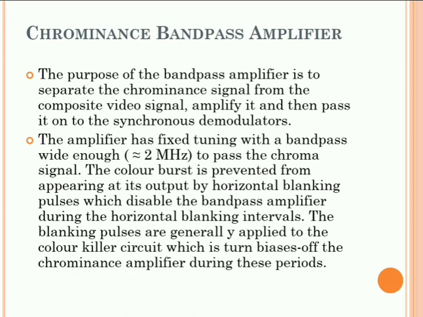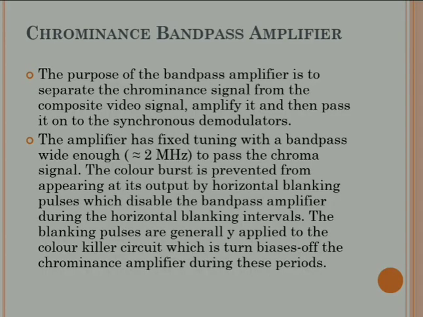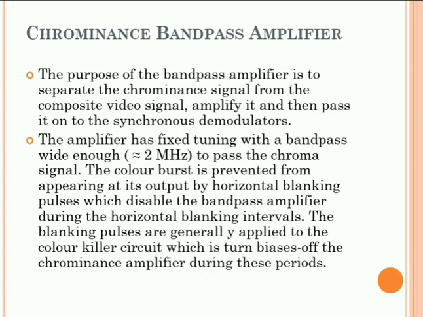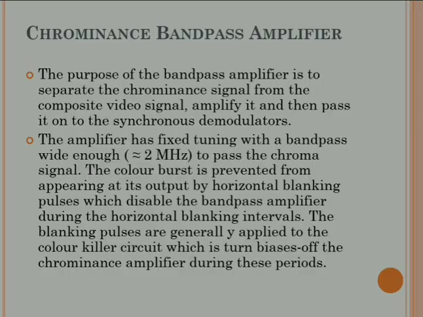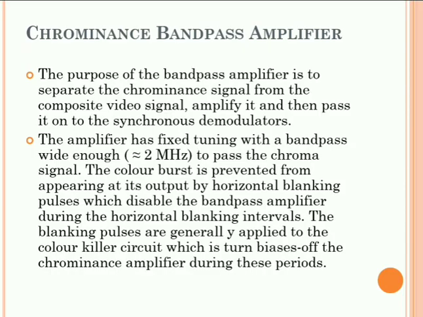pass the chroma signal. The color burst is prevented from appearing at its output by horizontal blanking pulses, which disable the bandpass amplifier during the horizontal blanking intervals, which means the color burst does not appear. The blanking pulses are generally applied to the color killer circuit, which in turn biases off the chrominance amplifier during these periods.